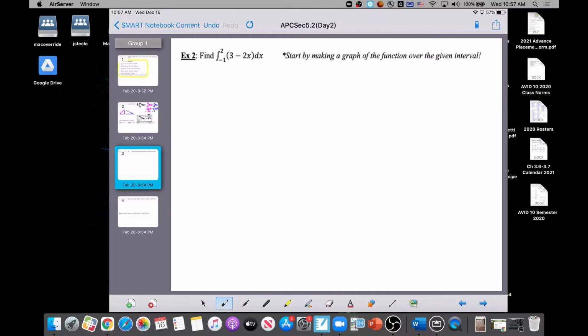Taking a look at example 2, this time they didn't give us a graph, but that doesn't mean that we can't make one, because if you notice, our function here is linear, right? Our function is 3 minus 2x. So the first thing I'm going to do, because I'm integrating this from x equals -1 to x equals 2, is draw a graph of what this function looks like. It is a linear function. We should be able to graph this without any issue.